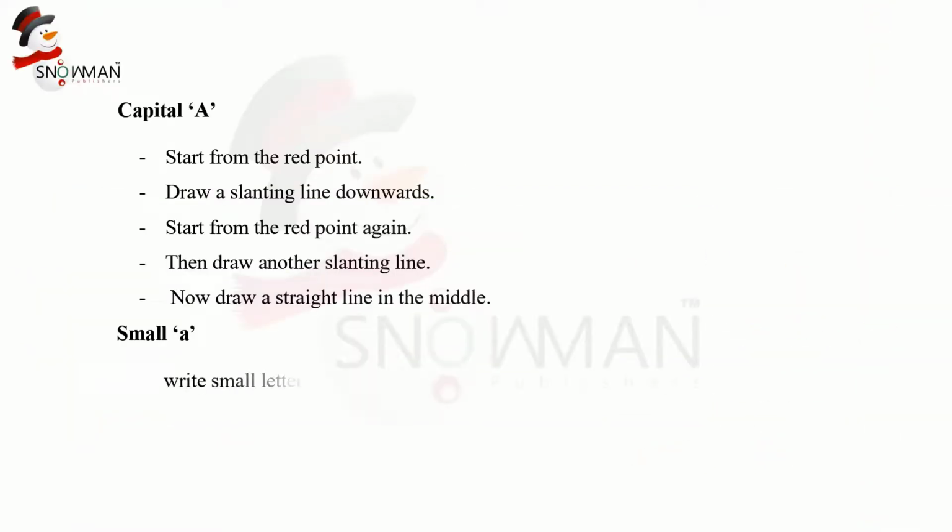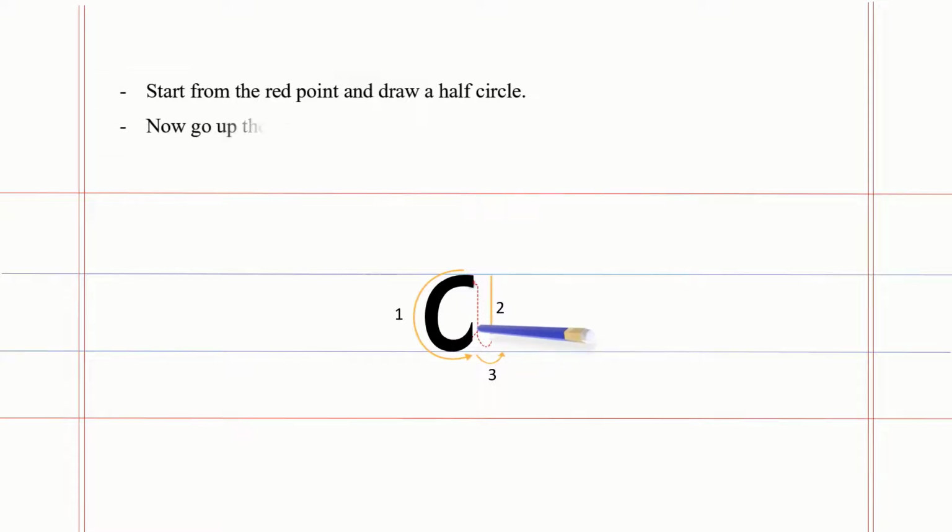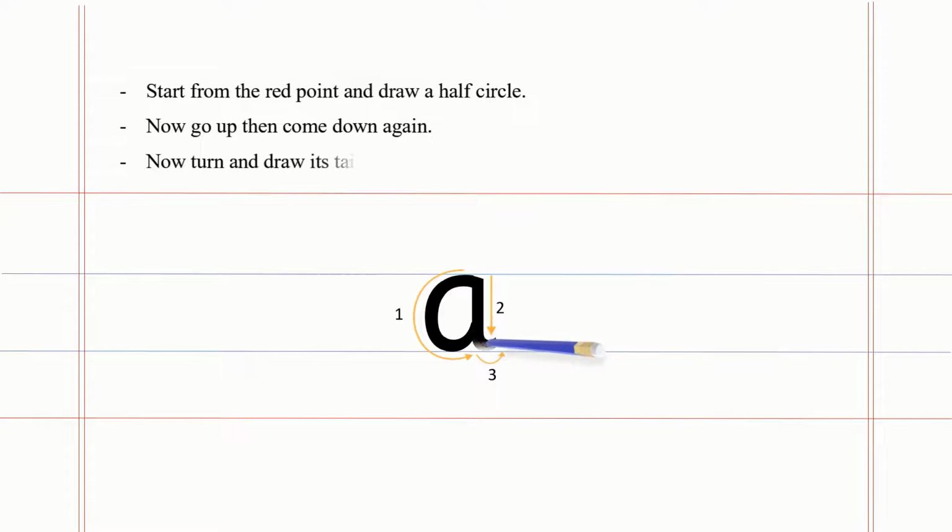Write small letter A on the middle lines and give instructions. Start from the red point and draw a half circle. Now go up and then come down again. Now turn and draw its tail.